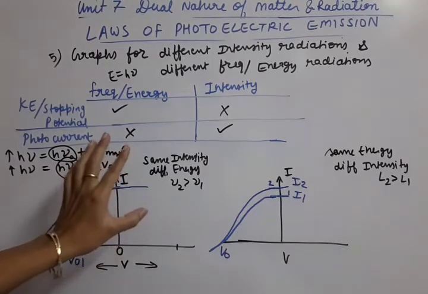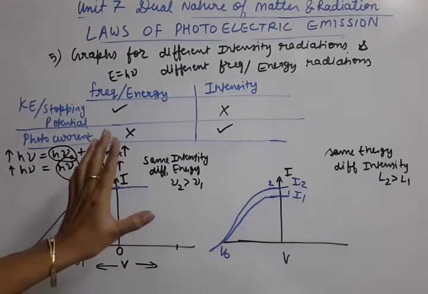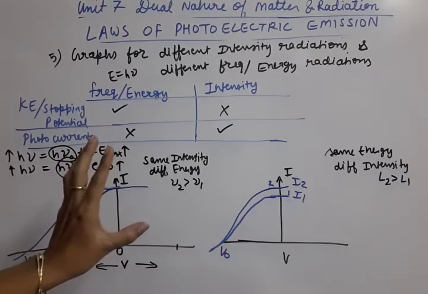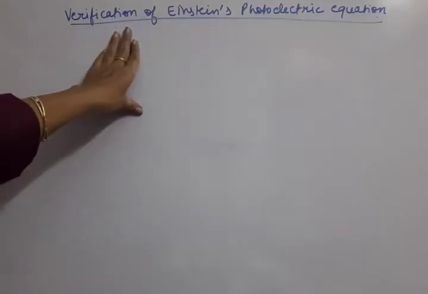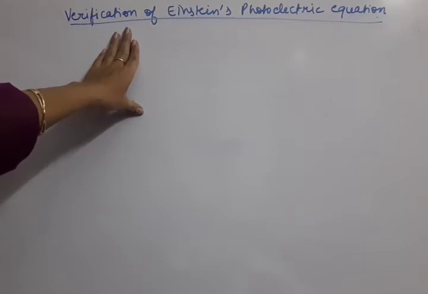We have discussed all the laws of photoelectric emission along with the dependence of all the factors. Okay, note down, we are moving to the next topic. Now we have the next heading: Verification of Einstein's photoelectric equation.